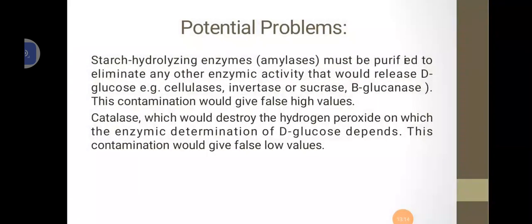Potential problems. Starch hydrolyzing enzymes, amylase, must be purified to eliminate any other enzymatic activities that would release D-glucose, and the glucose interference, and the source is beta-glucanase. This contamination would give a false high value. Catalase would destroy the hydrogen peroxide on which the enzymatic determination of D-glucose depends. This contamination would give a false low value.